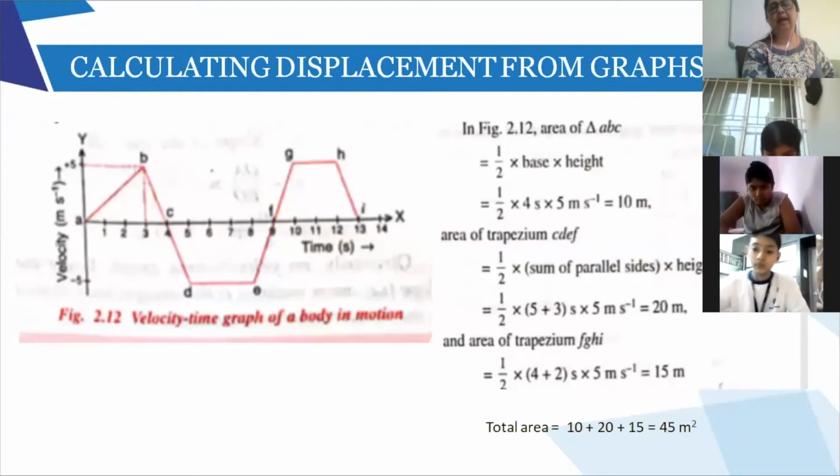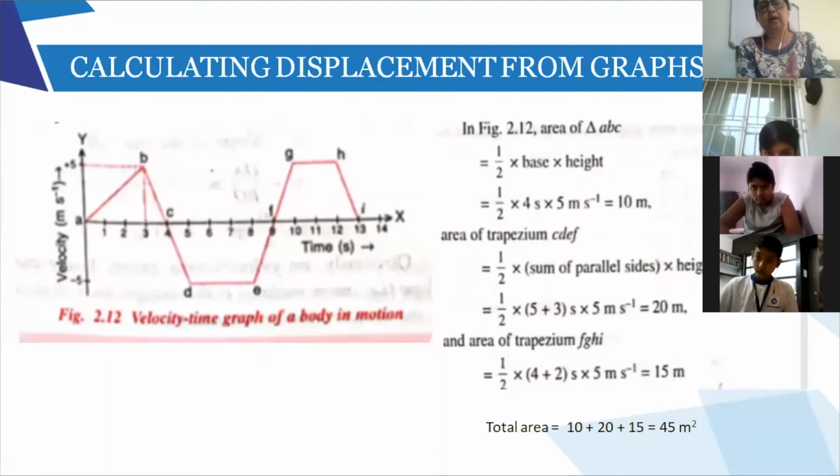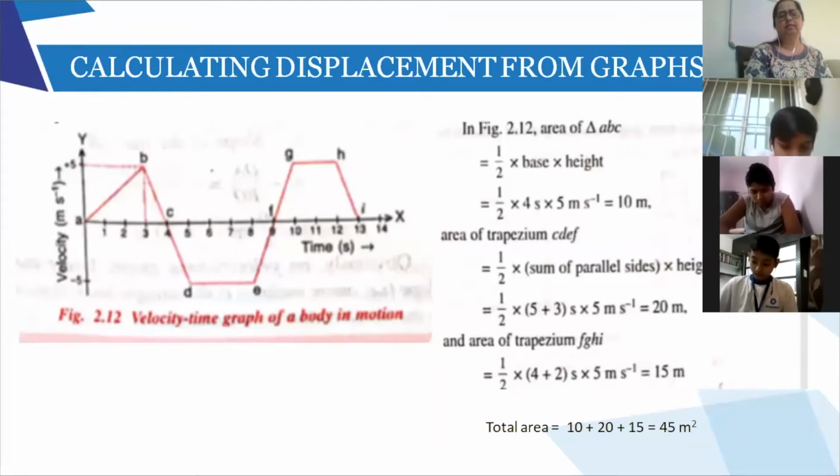Now, I will add all the 3: 10 plus 20 plus 15. So my answer is 45 meters square. Total area was 45 meters square. That means the distance covered is 45 meter. Okay? Understood?